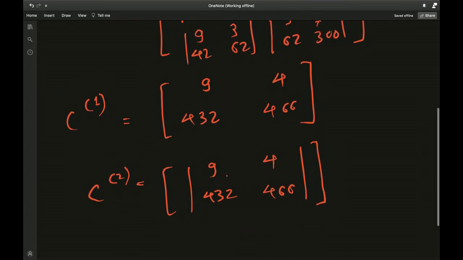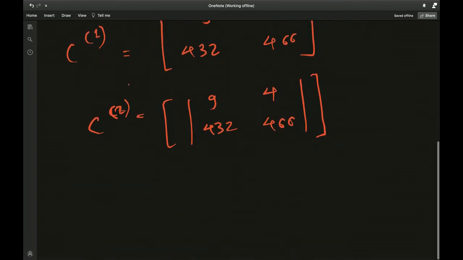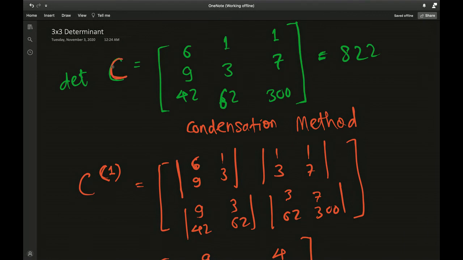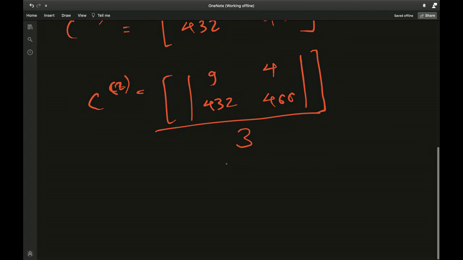But we have to divide this grouping by the interior term 2 steps before step 2. So 2 steps before step 2 is step 0. Step 0 is our original matrix C. The interior element is the element that is not lying on the edges. There is only one interior element here, 3. Everything else is lying on the border. So divide by that. And if we calculate the determinant and divide by 3, it turns out to be 822.